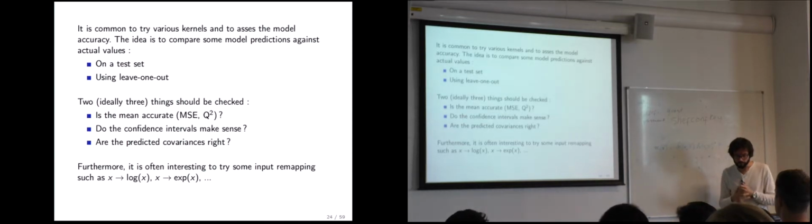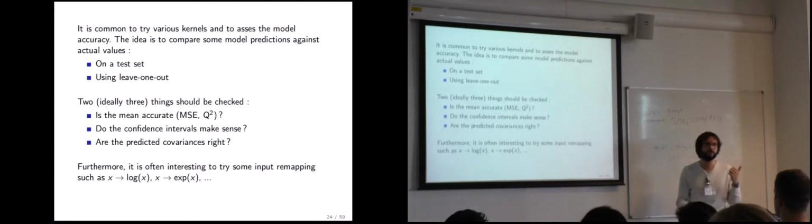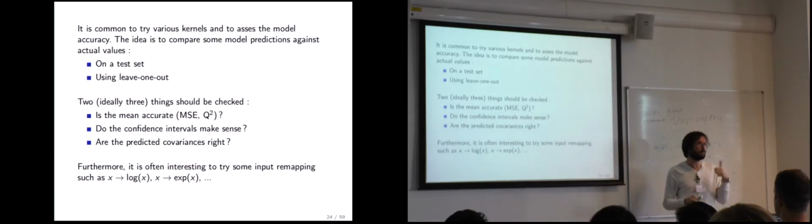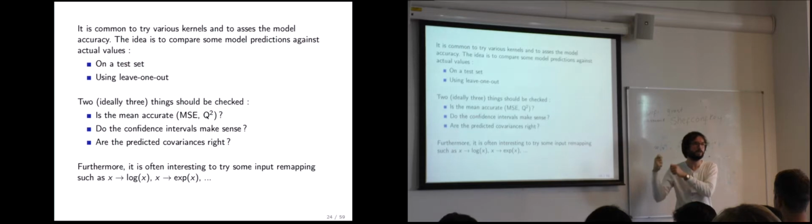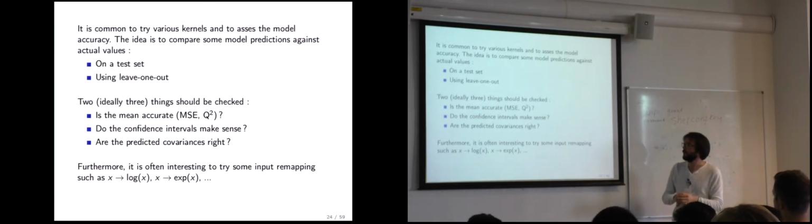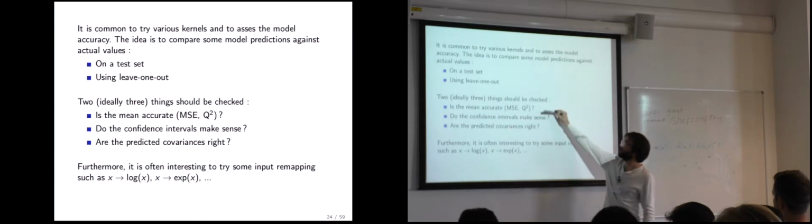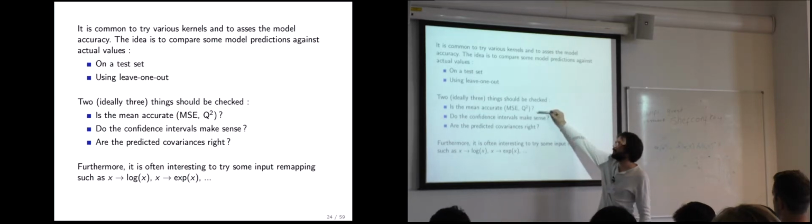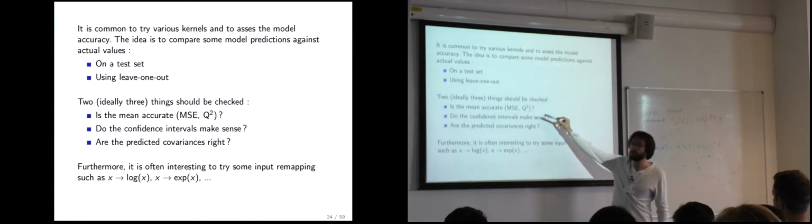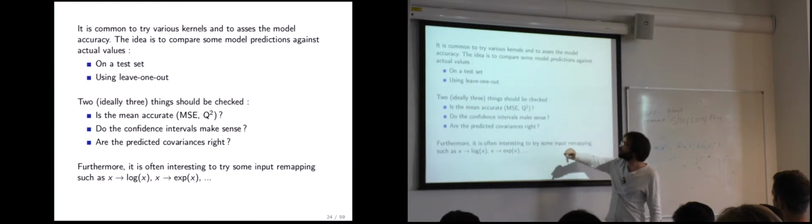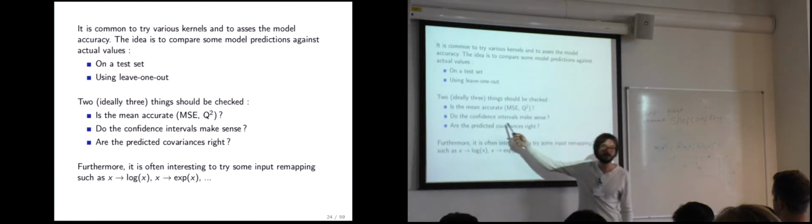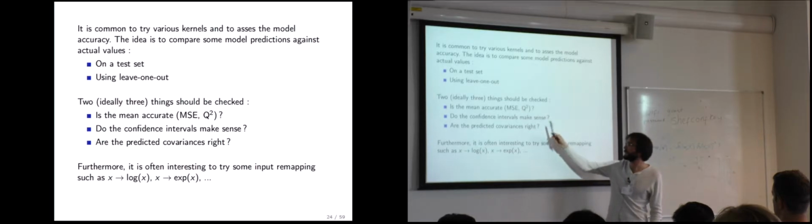So the thing is, the GP model does not only predict a mean value. Of course it predicts a mean value, but it also predicts confidence intervals, and it also provides a conditional covariance between the values of the posterior process. So ideally, once we have a GP, we want to make sure that the mean function is accurate, but we also want to make sure that the confidence intervals predicted by our model make sense.